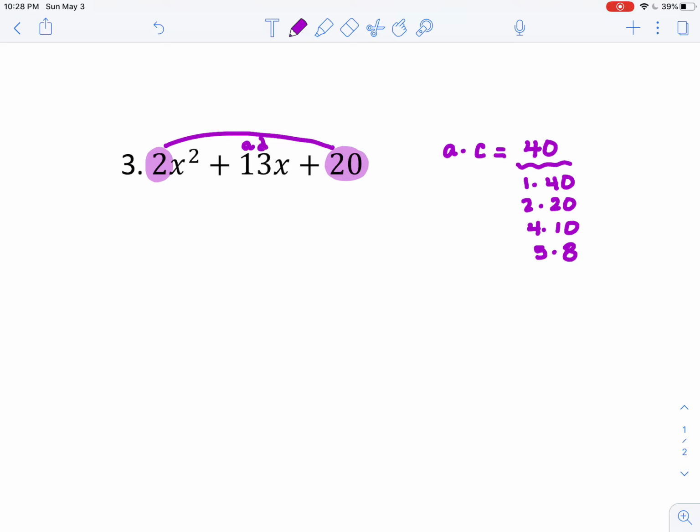Then I look for a pair that adds to the middle number. So I need 2 factors that add to 13. Those 2 factors will be 5 and 8. Okay, then use those 2 factors to rewrite the middle term. So 2x squared stays the same, but 13x gets split up into 2 parts, 8x and 5x, both of them positive. So plus 8x plus 5x, and then recopy that plus 20.